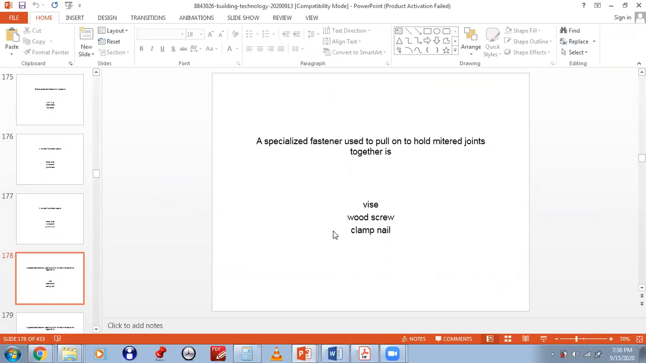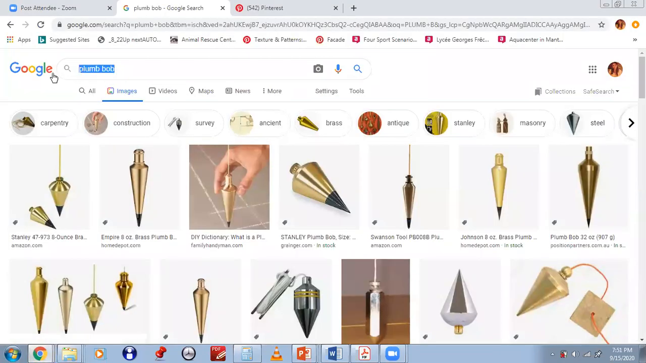Mitre joint. I don't understand these questions. Say again, sorry, I can't hear you. Okay, so do you know what is a mitre joint? Have you seen a mitre joint before? No. You've not seen a mitre joint.